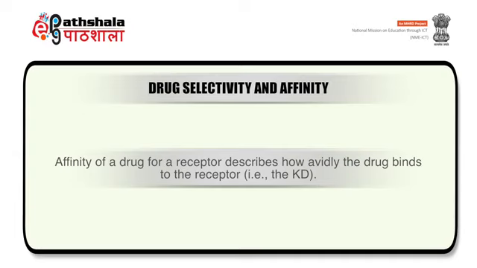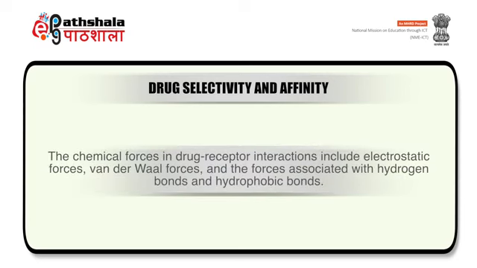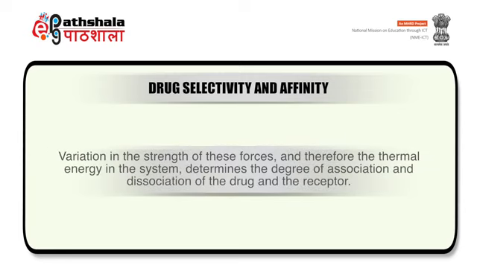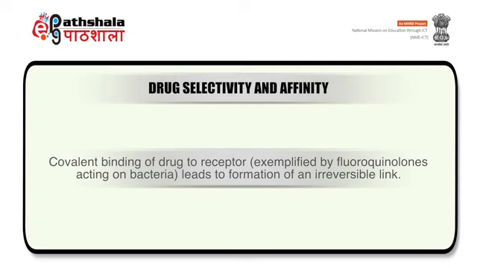Affinity of a drug for a receptor describes how avidly the drug binds to the receptor. The chemical forces in drug-receptor interactions include electrostatic forces, van der Waals forces, and the forces associated with hydrogen bonds and hydrophobic molecules. Variation in the strength of these forces and therefore the thermal energy in the system determines the degree of association and dissociation of the drug and the receptor. Covalent binding of drug to receptor, exemplified by fluoroquinolones acting on bacteria, leads to formation of an irreversible link.